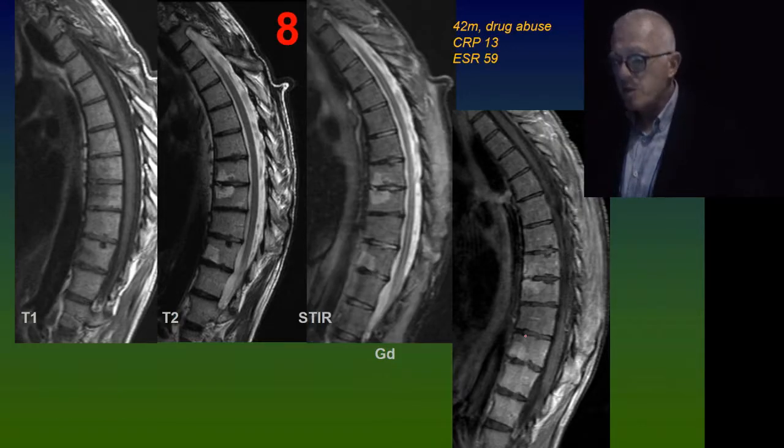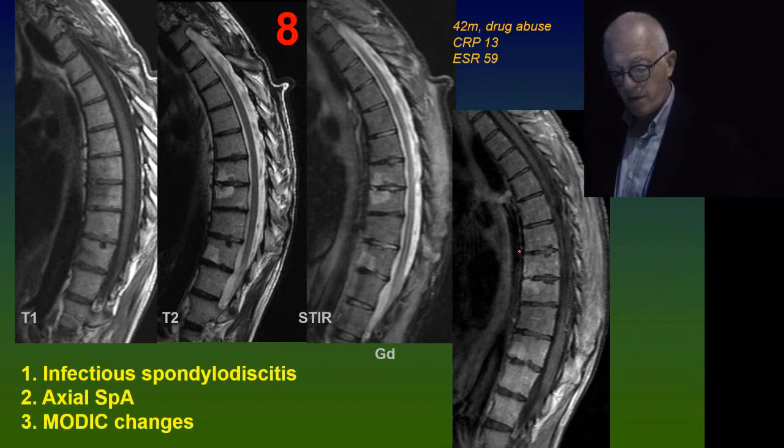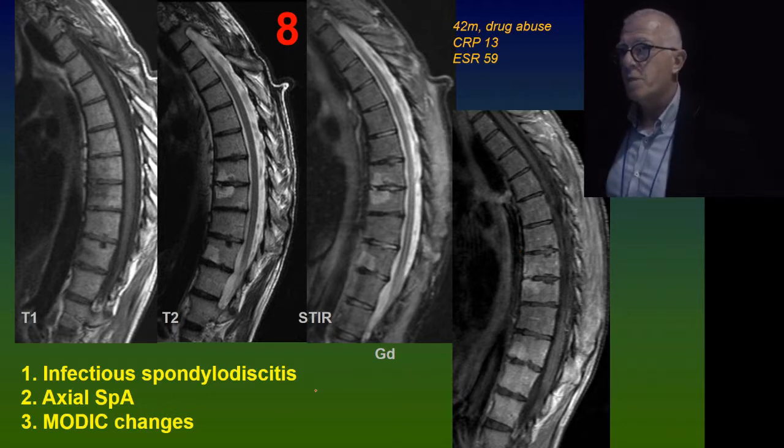Here I have a case for you. This is a 42-year-old male patient, drug abuse in the history, there is increased CRP and ESR, and you have to choose between infectious spondylodiscitis, axial spondyloarthropathy, and Modic changes. Please vote.